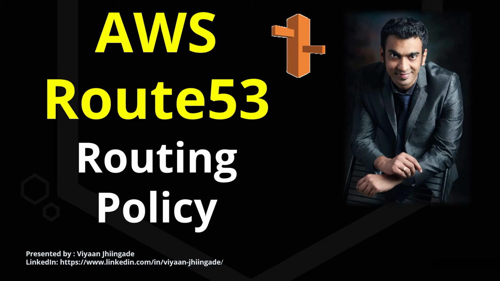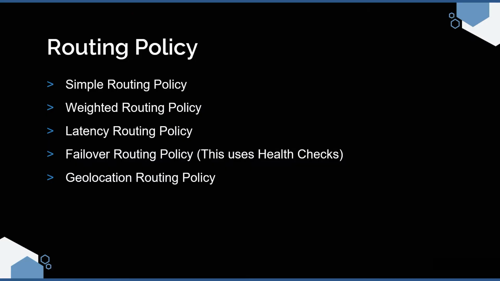Today we're going to talk about routing policies in Route 53. When you create a record, you choose a routing policy which determines how Amazon Route 53 responds to queries. So based on that, there are 5 major routing policies in Route 53, starting with the simple routing policy, weighted, latency, failover routing policy, and geolocation routing policy. Now let us see what each one of these are used for.